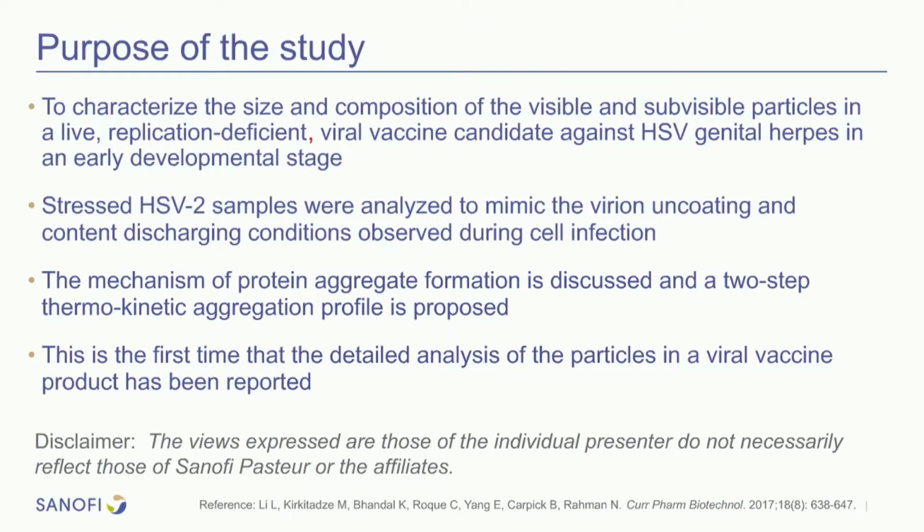That shows the summary of the study. The purpose of the study is to characterize the size and composition of the visible and subvisible particles in a live replication-deficient viral vaccine candidate, which is used against HSV genital herpes in the early development stages. Stress samples of HSV2 vaccine candidates were analyzed to mimic the virion uncoating and contact discharging conditions that were observed during cell disruption. The mechanism of aggregate formation is discussed, and a two-step thermokinetic aggregation profile is proposed. This is the first time that we share the detailed analysis of the particles in a viral vaccine product, and more details are reported in the reference provided.